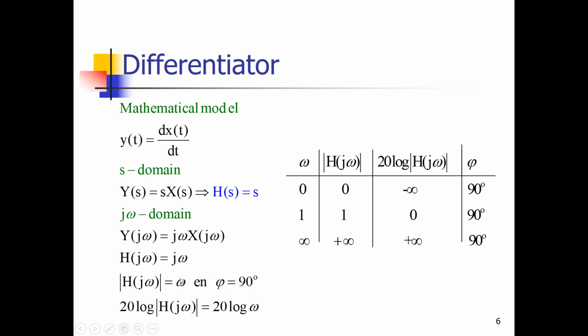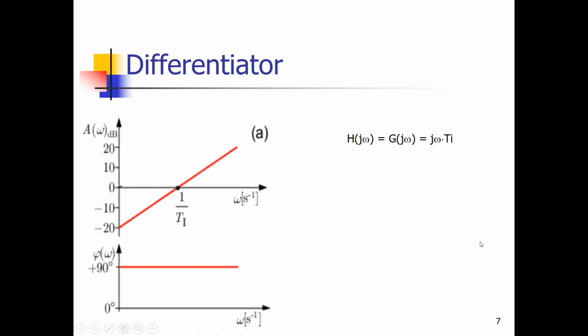So at omega is 0, my amplitude is 20 times the log of 0, which equals minus infinite. At omega is 1, my amplitude is 20 times the log of 1, and the log of 1 is 0, so it's 0 dB. And at an infinite omega, we get an infinite number over here. And we have seen that for all frequencies, the phase is 90 degrees, which is the opposite phase of an integrator. So looking at the Bode amplitude plot and the Bode phase plot, we see that we started off with an infinite number and we end up with an infinite number.